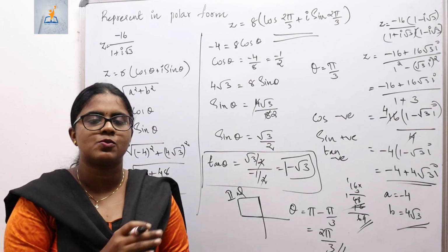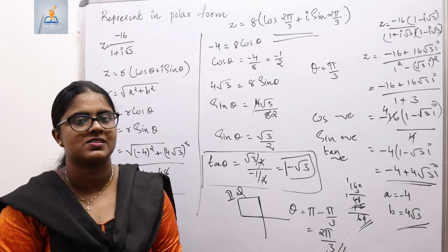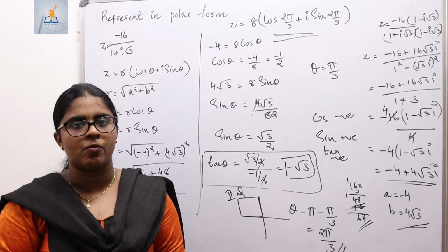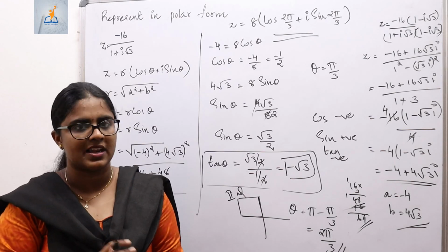So we have discussed what is the Argand plane, what is the geometrical representation of a complex number and what is the polar form of a complex number, and we have discussed two problems related to it.